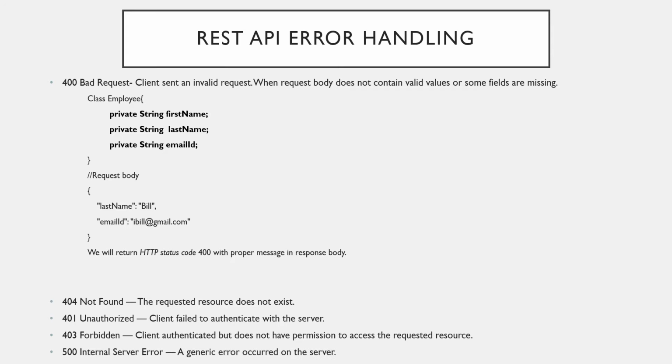And the fifth one is 500 Internal Server Error, a generic error occurring on the server. That means any exception that occurs on the server side, not the client side. Basically, it's not a fault of the client. Suppose there is a data access exception or a null pointer exception that we are not handling. In that case, a 500 error will come, as you usually see multiple times whenever you develop an application.